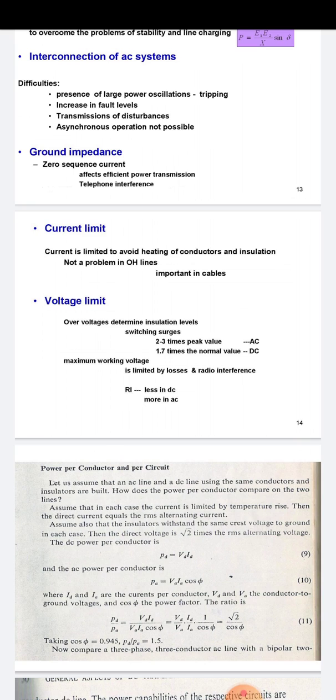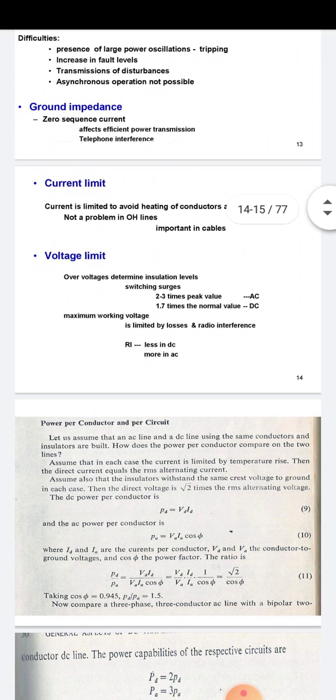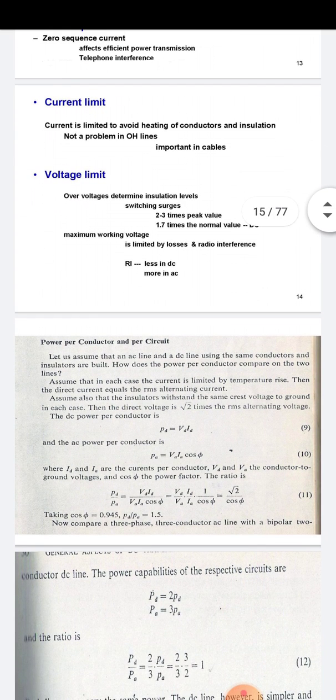throughout the overhead lines. The voltage limit is the overvoltage, which determines the insulation level: 2 or 3 times the peak value of AC, and 1.7 times the nominal value of DC. Both values are set at maximum working voltage to limit the losses and the radio interference. Apart from these, the losses are also considerably reduced.